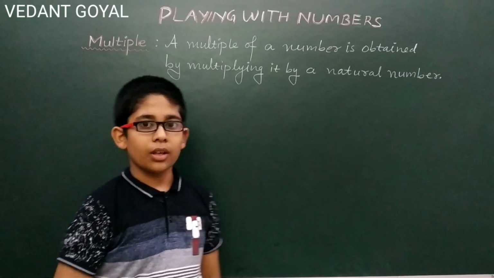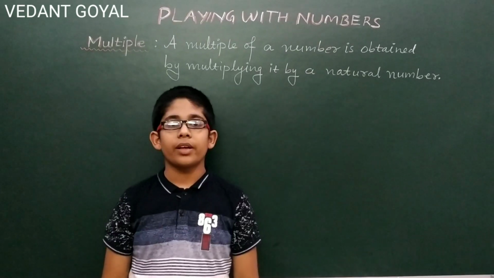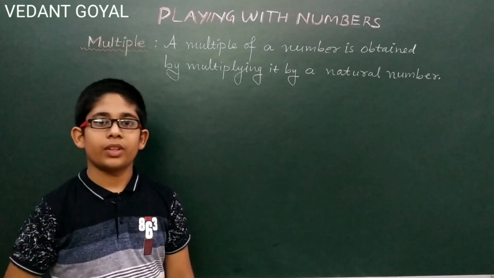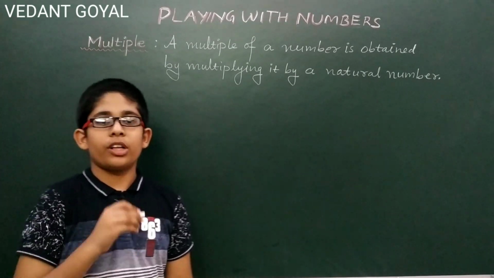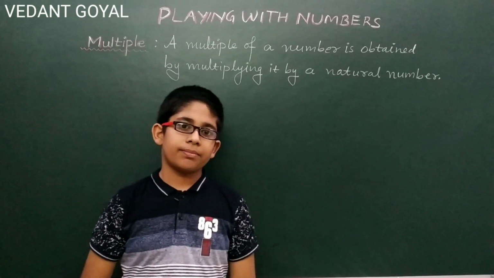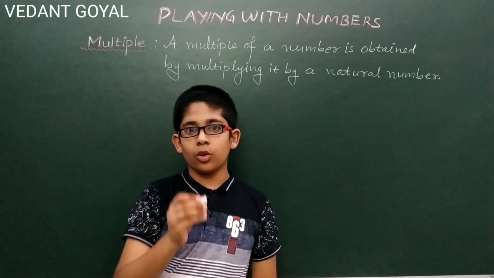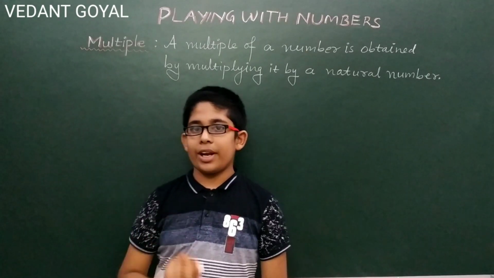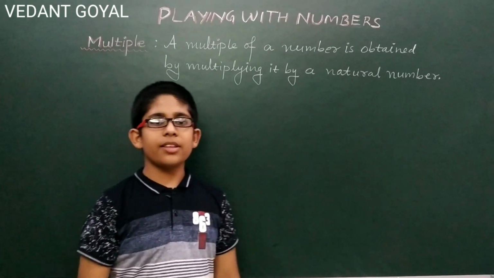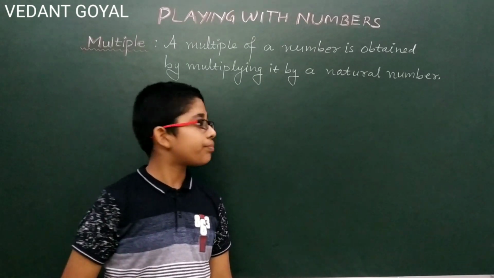Okay. So let's take an example. 4. Now what we can do? We can take out the multiples of 4. What will be the first multiple? It will be 4 into 1, that is 4. 4 into 2, 8. 4 into 3, 12. It is basically the table of 4 till infinity.